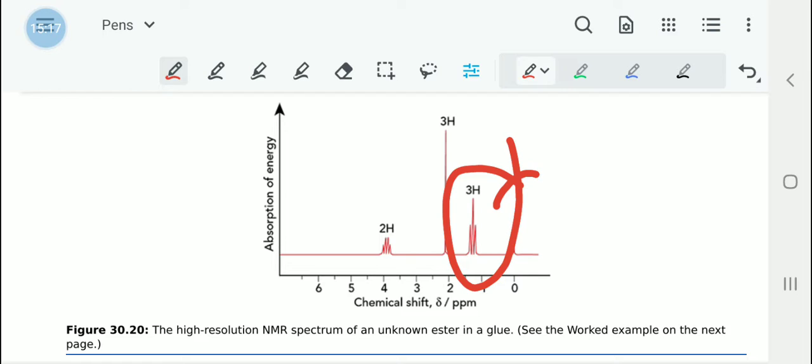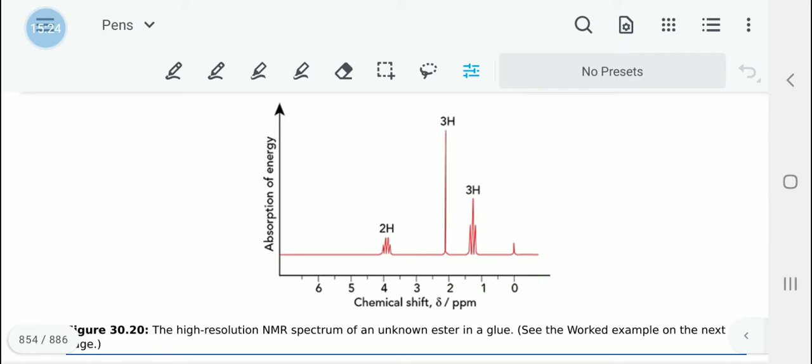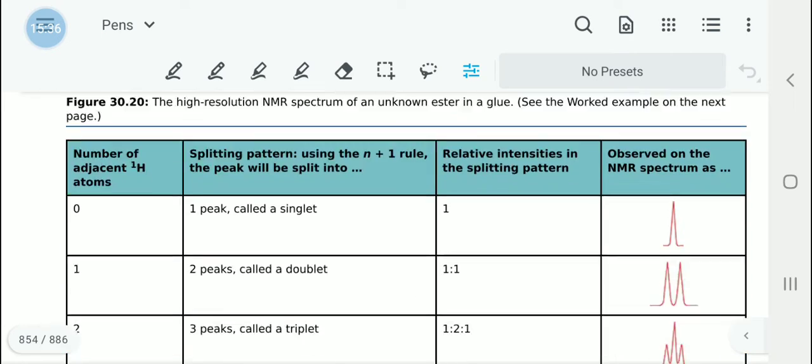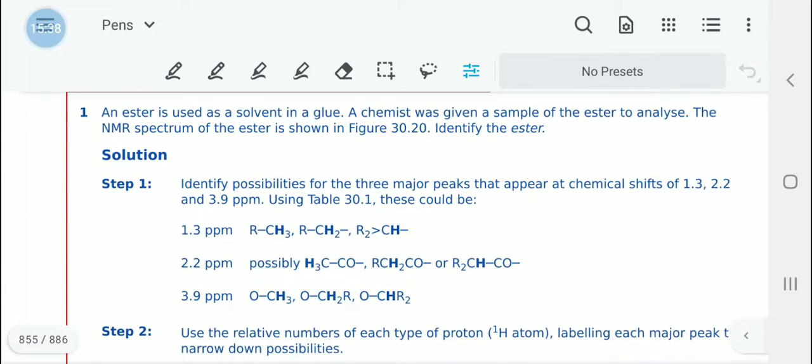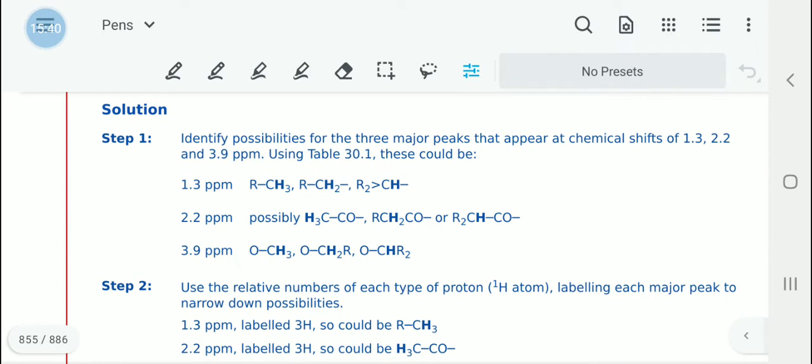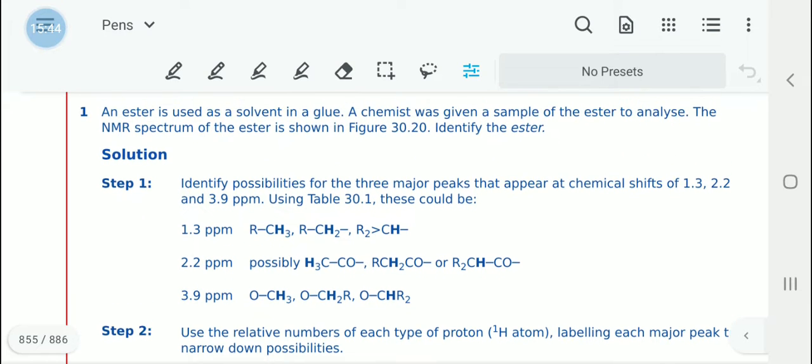1.3 is going to be... the zero peak is not something that we take, that is the TMS peak, right? So then we take 1.3. As you can see, at 1.3 we have to look at the table and write what the possibilities are. So the possibilities are RCH3, RCH2, then R2CH, where R2CH would be greater than the others.